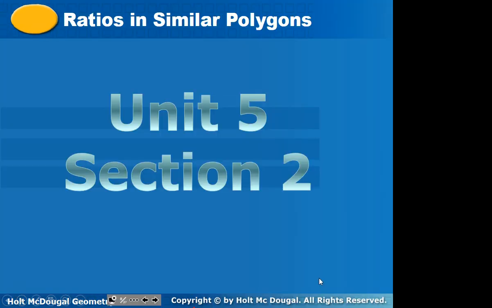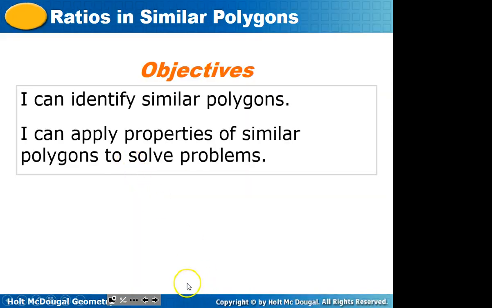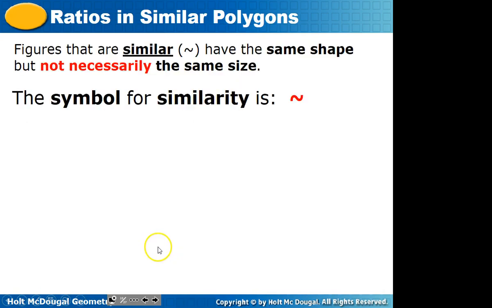Now we're going to go into section 2 of this unit 6. And I know it says unit 5, but it should be unit 6. Okay, so our objectives are that we can identify similar polygons, and we can apply properties of similar polygons to solve problems. So figures that are similar, and you should notice that this symbol up here is different than any symbol we've used thus far. Has the same shape, but not necessarily the same size.